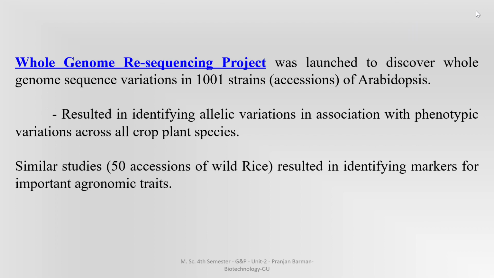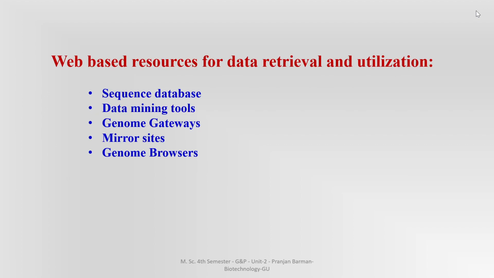Whole genome resequencing projects. In case of Arabidopsis, it was started in 2008, where 1001 strains of Arabidopsis, different varieties found in different places, had to be sequenced. A method was devised which could sequence the whole genome in one day, and it helped the genomics community a lot. Similarly, 50 accessions of wild rice from different places of the world were sequenced, and now they are available for research.